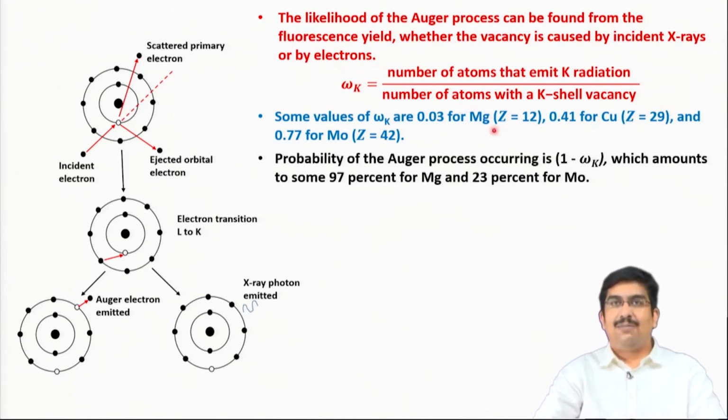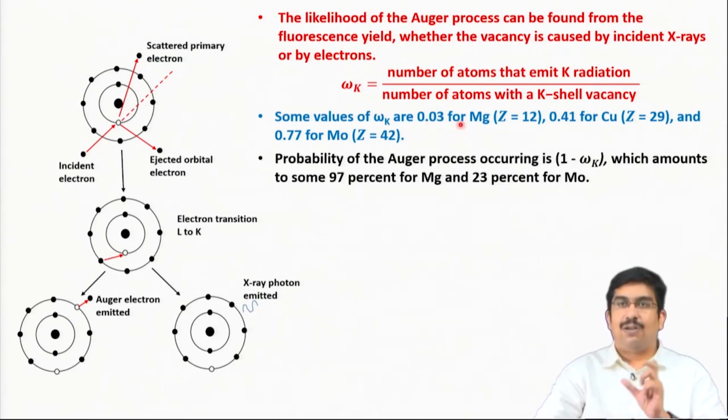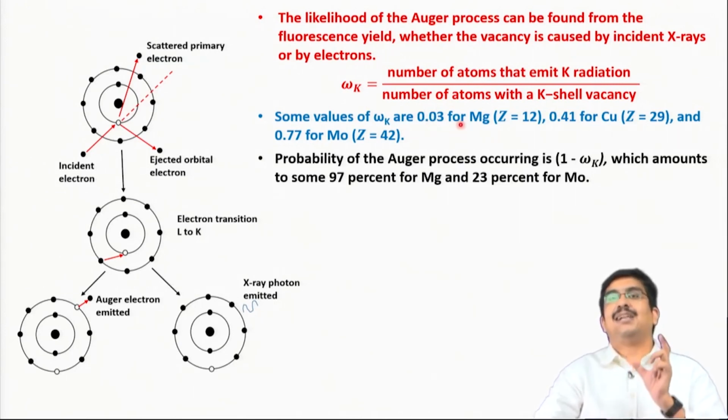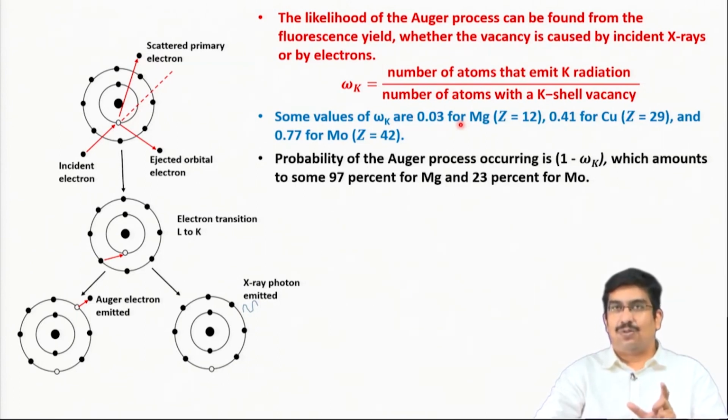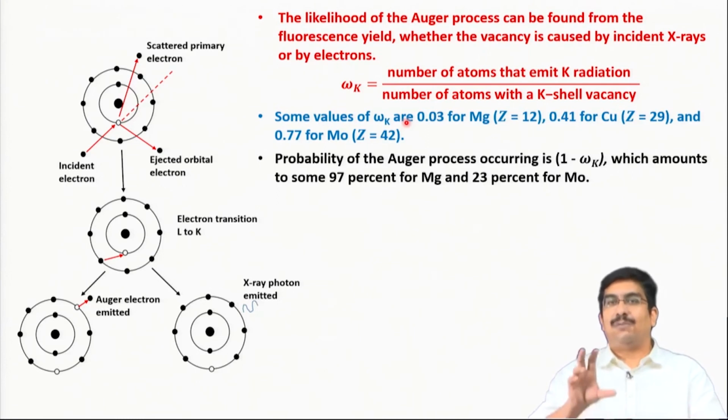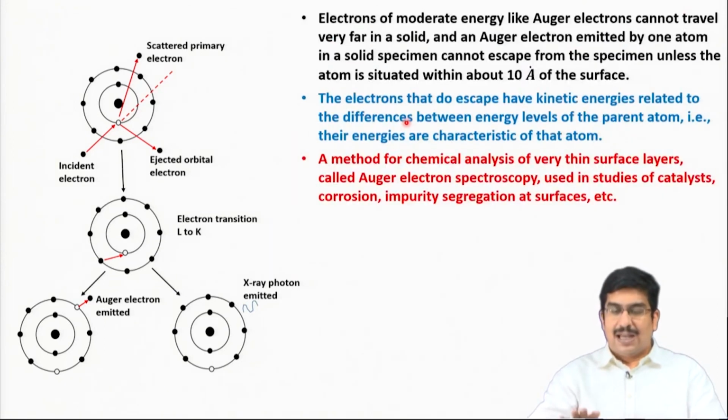For a very light element, this is a very small value, meaning that X-ray emission is very low and it is mostly Auger electron emission, whereas for heavier elements like copper and molybdenum, the fluorescence yield is very high. That means the process mostly happens by characteristic K radiation rather than Auger electrons. Auger electrons are very useful because their energy, or wavelength, depends on the electronic transition. So the generation of an Auger electron is related to electronic transition, and they can be used for chemical analysis as well.